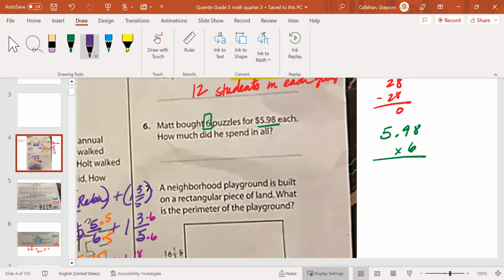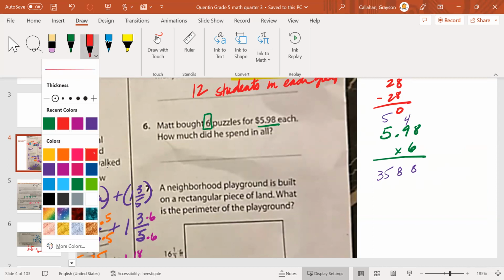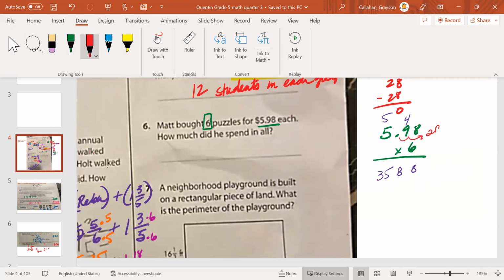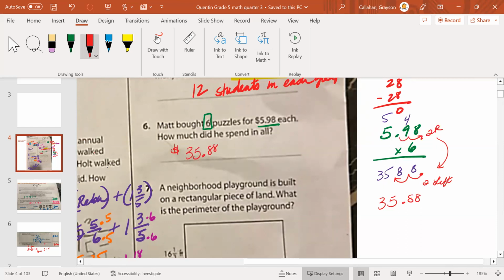So when we go ahead and multiply this, 54, 58, 35. Now, this is what you have, right? But then look at the decimals. 2 decimals to the right, which means you have to balance it in the answer right here. So 2 decimals to the left, 1, 2. So 35.88. So $35.88 is what?